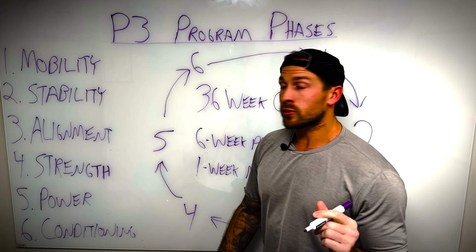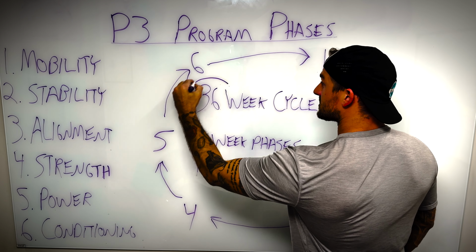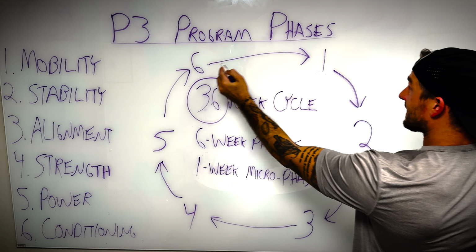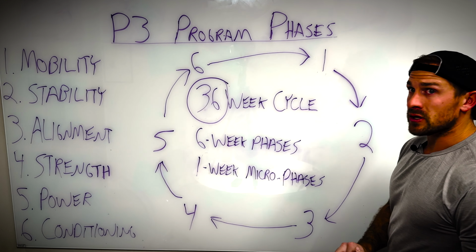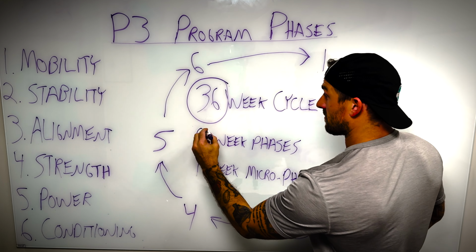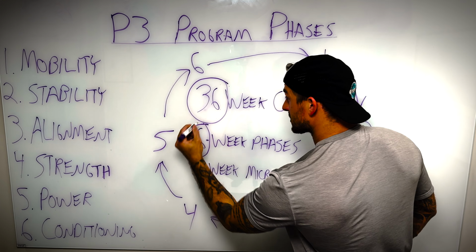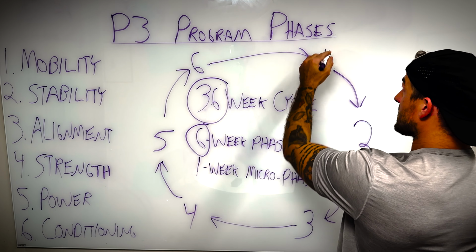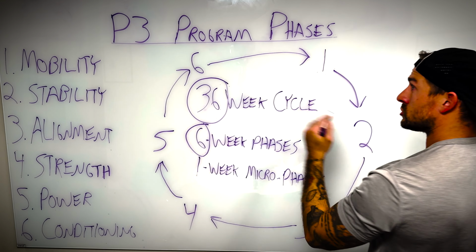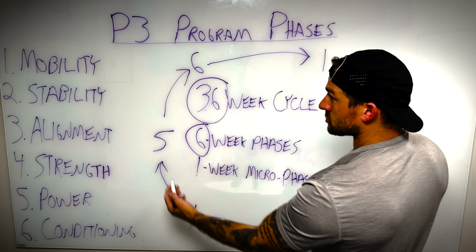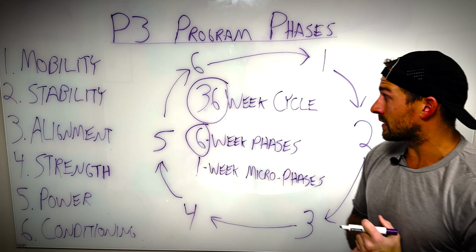Now, each P3 program is 36 weeks in length. That here is this full cycle. Each cycle is comprised of 6 6-week phases. Each phase, as you can see, aligns with our phases here: 1, mobility; 2, stability; alignment, strength, power, and conditioning.